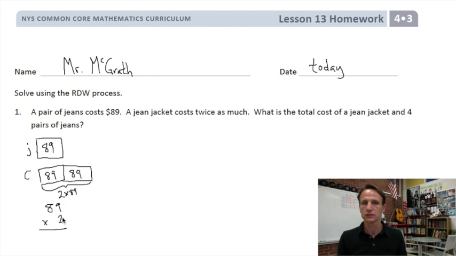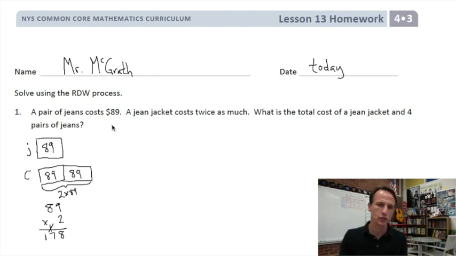So we'll do this in standard algorithm. 2 times 9 is 18. Place that 8. Regroup the 1 in the tens place. 2 times 8 is 16, cross it out with me, 16 plus 1 is 17, so 178. We had said pretty close to 180, and there it is. So the coat we now know costs $178.